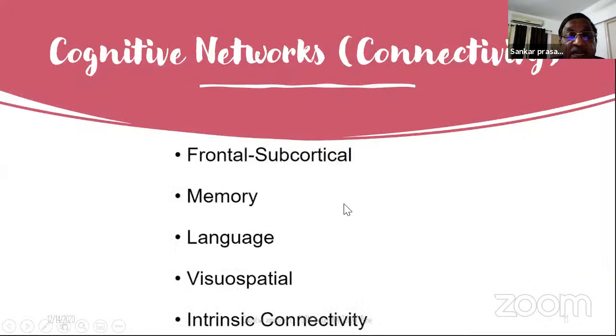There is connectivity. These various areas of the brain are connected: frontal subcortical networks, memory and language networks, visuospatial, and intrinsic connectivity. These are the various networks that are available. It's not a particular area whose damage will cause a disease or a dysfunction. It is the malfunctioning of the networks that will give rise to dysfunction.